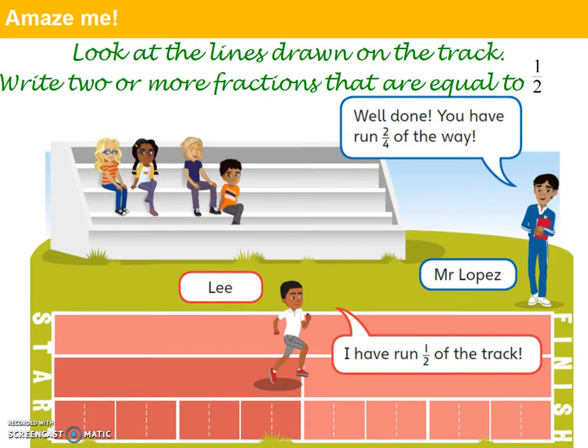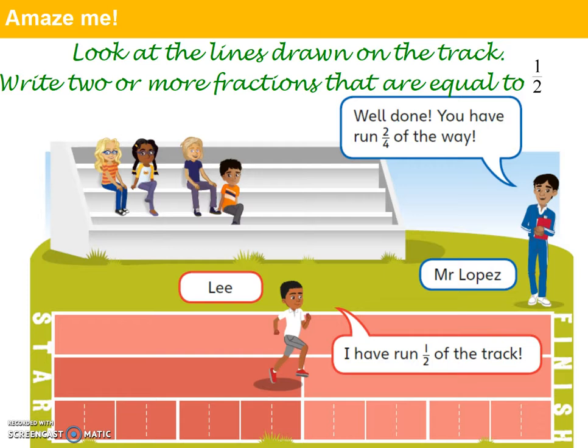For question 1B, what we're asking here is to look at the lines drawn on the track. And you're going to write down 2 or more fractions that are equal to 1/2. So for this question, what I want you to be thinking about is this idea of the tracks, and I want you to think about what markings you can see on those tracks above and below the track that Lee is actually running on. And I want you to think about what they're actually showing and to see whether you can find those equivalent fractions, the idea of fractions which are exactly the same as 1/2.